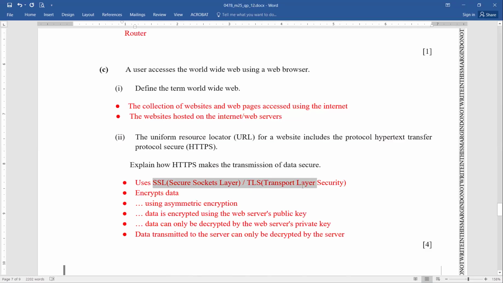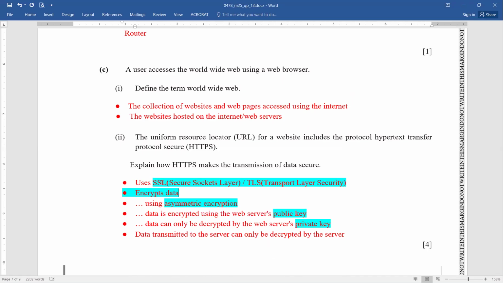Now let me highlight the main things that you need to write down in your answer to score. Then you can talk about the encryption of data using asymmetric encryption. Then you can talk about the public key and the private key. If you have identified these terms before you start answering, then definitely you can easily score 4 out of 4. So see, you've talked about SSL because HTTPS is linked with SSL or the padlock, as we have learned.